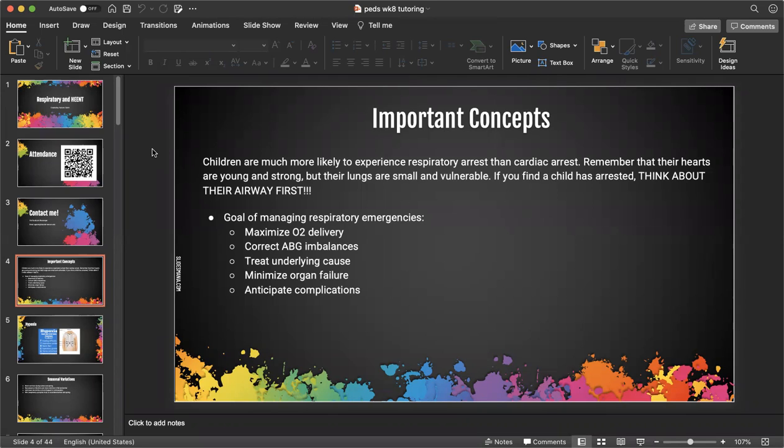So the goal of managing respiratory emergencies is to maximize their oxygen delivery, correct their ABG imbalances, treat the underlying cause, minimize organ failure, and then anticipate any complications that could occur from respiratory emergencies.